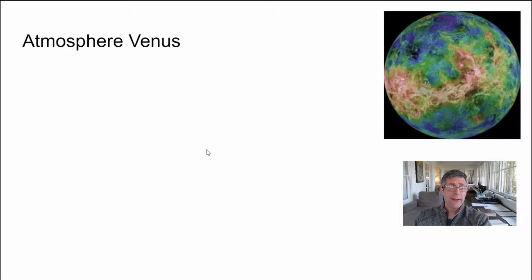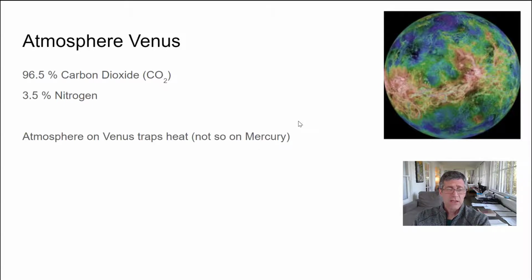It's due to the atmosphere of Venus, and it turns out that Venus's atmosphere is about 97% carbon dioxide and only 3.5% nitrogen. That carbon dioxide is really good at trapping heat. So Venus has this thick atmosphere, which contains a lot of carbon dioxide, and that's really good at trapping heat. We call this the greenhouse effect.